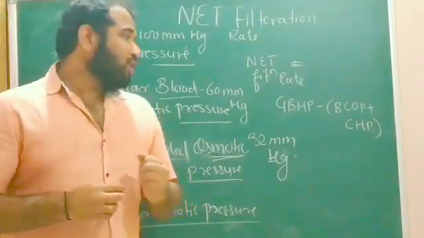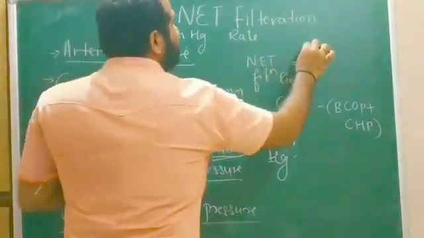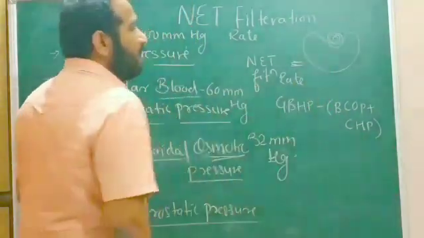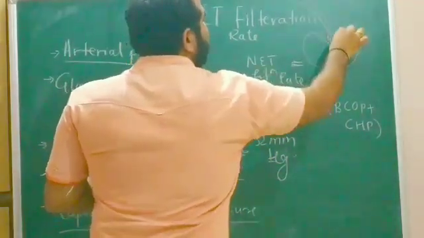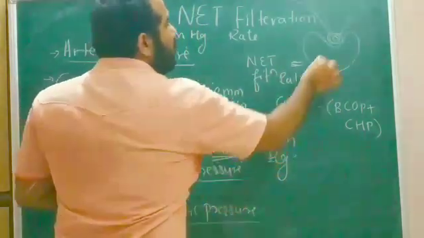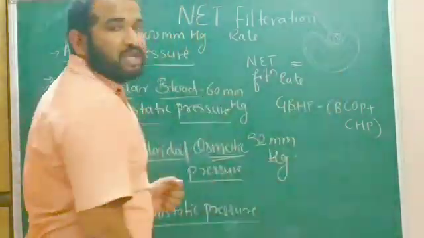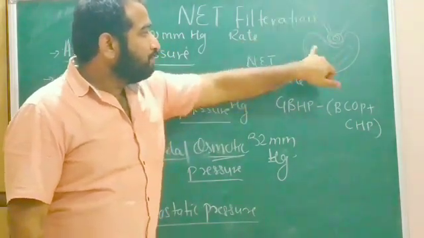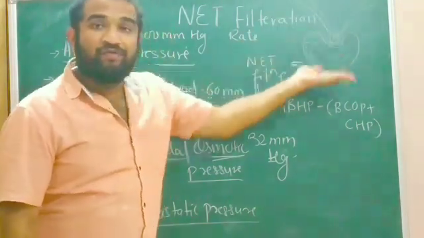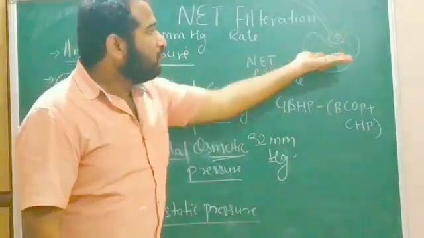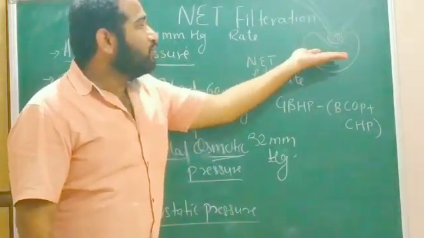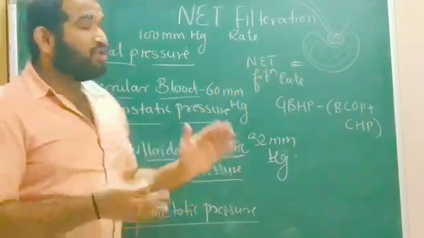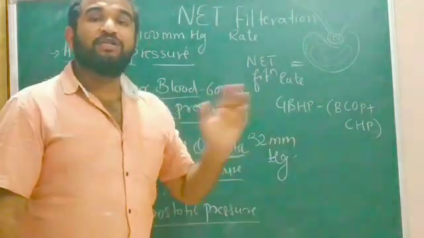What is capsular hydrostatic pressure? We know that this one is the Bowman's capsule and here are the capillaries. This one is the afferent arteriole and this one is the efferent arteriole. When the filtrate is formed in the Bowman's capsule, this filtrate exerts a pressure on the membrane of the Bowman's capsule. So from downside there is a pressure towards the membrane of the Bowman's capsule, and this pressure is also working against the glomerular pressure.